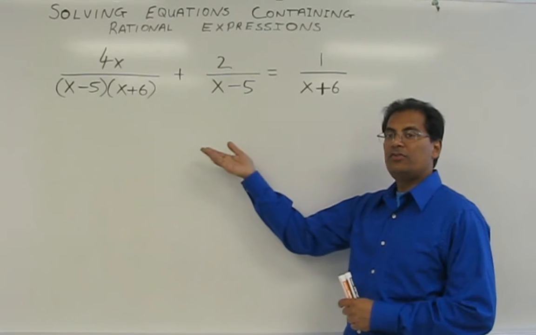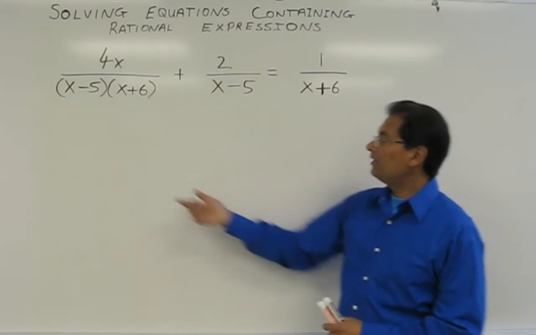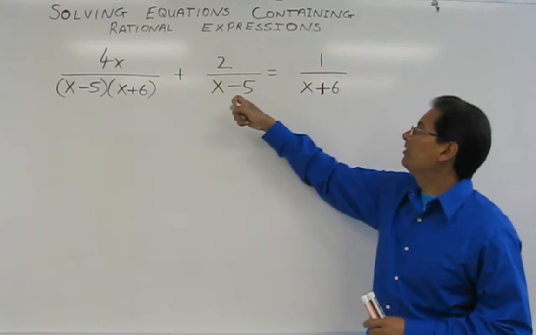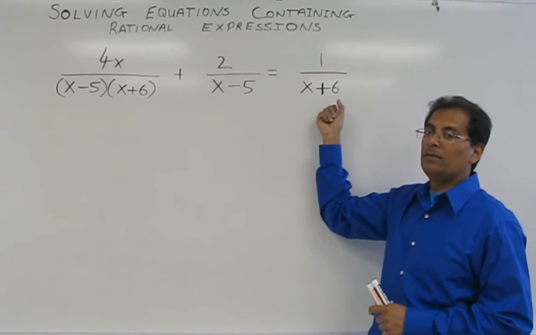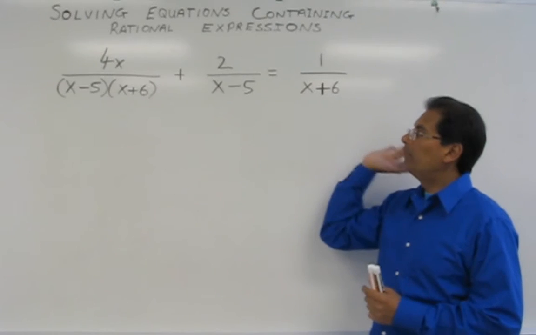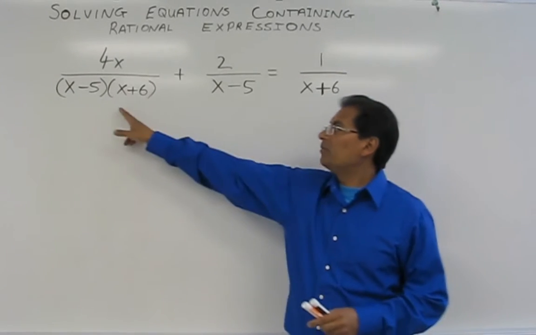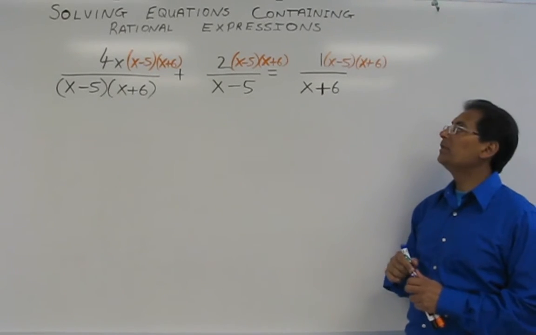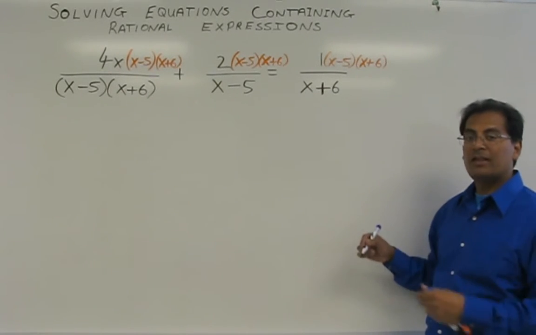And now on close examination we see our LCD is actually going to be this denominator, x minus 5 times x plus 6, which contains each of these factors as well. So we multiply both sides of the equation by x minus 5 times x plus 6. And why do we do this? Because we're going to cancel out the denominators.